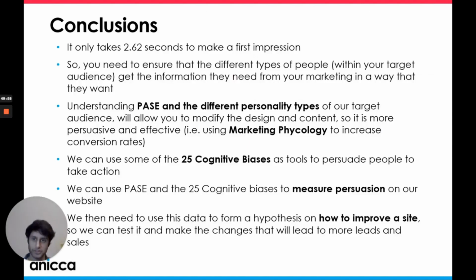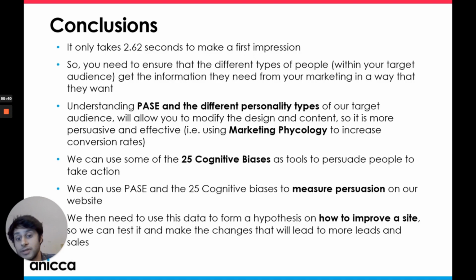And so, conclusion. So we know that it only takes 2.62 seconds to make a first impression. So you need to ensure that the different types of people within your target audience get the information they need from your marketing in a way they want, which is really important. Understanding the PACE system and the different personality types of our target audience will allow you to modify and design content so it's more persuasive and effective, i.e. using marketing psychology to increase conversion rates.